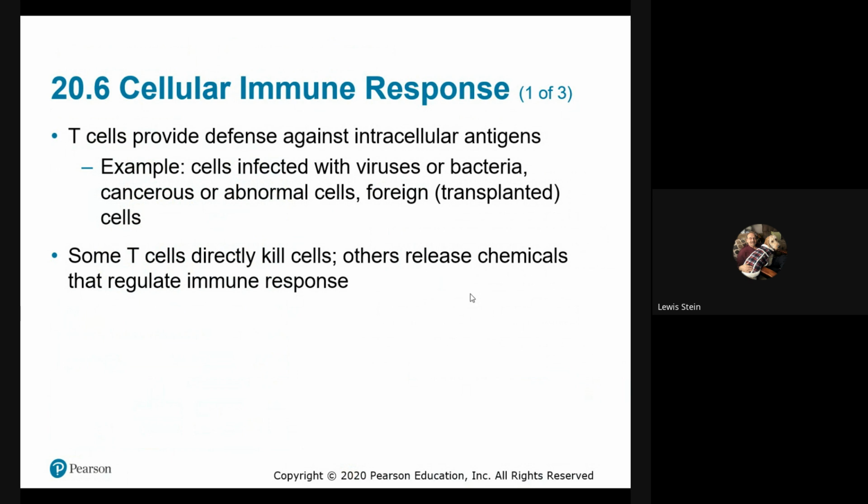Viruses or bacteria, cancerous or abnormal cells. So abnormal cells, whether transplanted, transfused, or cancer cells, which by definition become abnormal cells. Viruses or bacteria that go inside a cell. HIV goes inside of a white blood cell. Unfortunately, it's one of the cells we're going to be talking about. Bacteria like tuberculosis live inside of the cell. Plague inside of the cell.